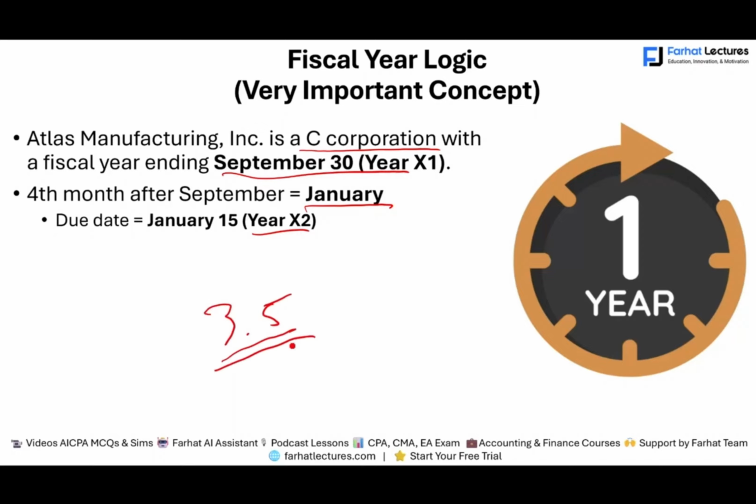Just remember this: 3.5 months. That's the normal, unless you are a pass-through entity. And the reason they want you to get an earlier return, if you understand the reason why you would remember this, is because you want to get the K1 ready for the 1040 for the individuals.